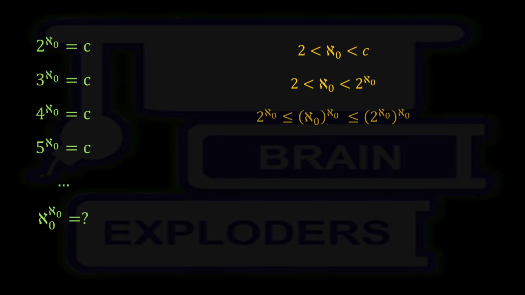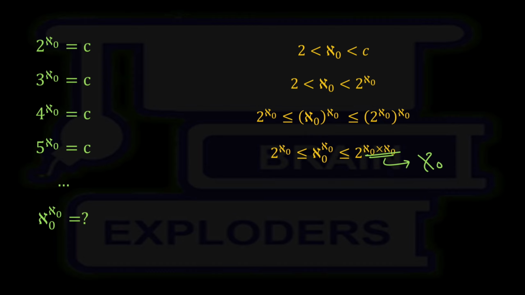Let us see what is the value of aleph naught raised to the power aleph naught. Since we know that 2 is less than aleph naught and aleph naught is less than continuum, right? Now C can be written as 2 raised to the power aleph naught. We have just proved it. Now raise all these to the power aleph naught. So what we get, 2 raised to the power aleph naught is less than or equal to aleph naught raised to the power aleph naught, which is less than or equal to 2 raised to the power aleph naught times aleph naught. And here aleph naught times aleph naught is again equal to aleph naught, right?